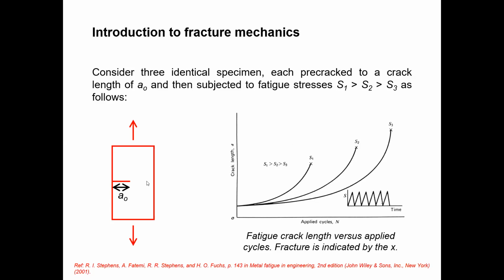So A3 is the higher one, so it will break somewhere here, but A2 is somewhere here and A1 is somewhere here, so it will break very quickly. Without propagating too much, it will break. With the higher stress, it cannot withstand much longer, and it can break with a shorter crack length. That is the meaning of this graph. I hope you understand that.